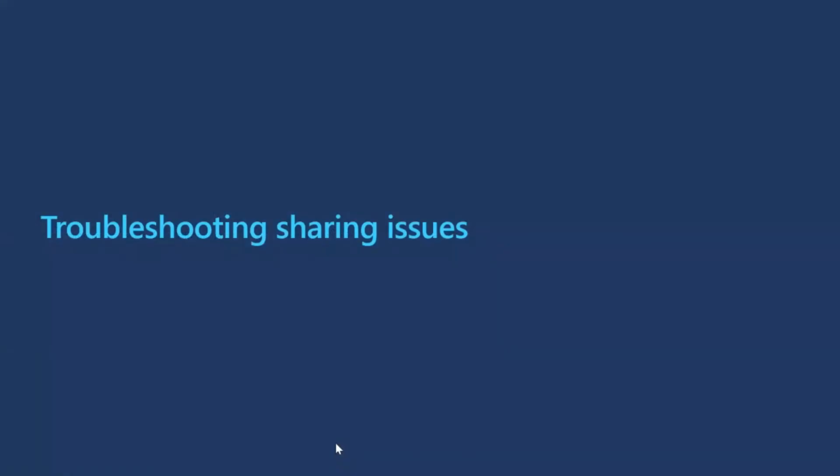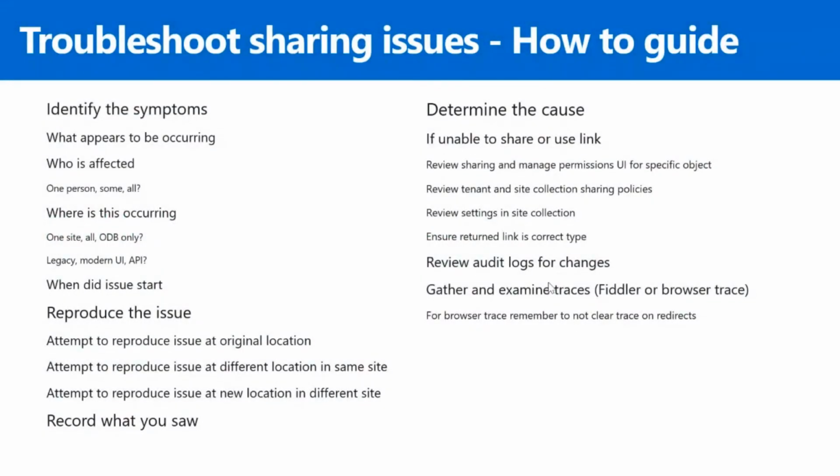All right, now let's talk about troubleshooting sharing issues. Here I just wanted to provide some guidance on how we work with sharing issues. The first thing is that we try to identify the symptoms of the problem that's being reported, so we need to figure out what's really happening. Then we try to figure out who is affected by that problem. Is it just a single user? Is it a few users, or all the users?